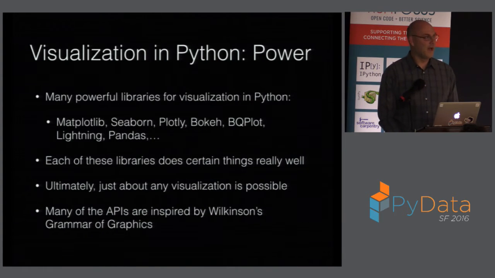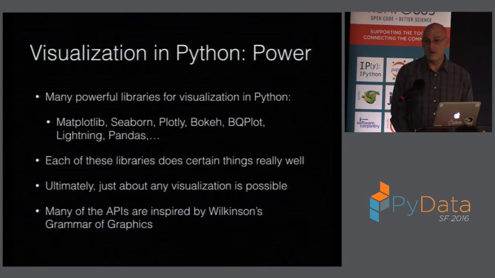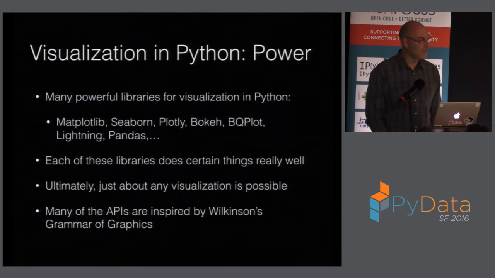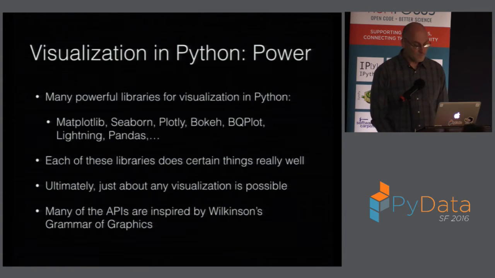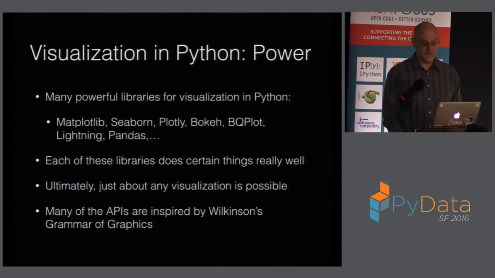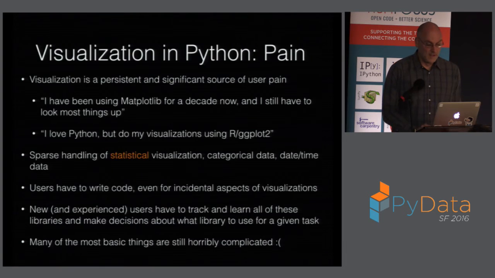Why, what's behind the current situation? So there are many powerful libraries for visualization in Python: matplotlib, the ones I've mentioned here. Each of these libraries does certain things very well. And ultimately, just about any visualization is possible in Python. There are even some bright points in the API design of these libraries and the abstractions. A lot of them are inspired by or modeled on Wilkinson's grammar of graphics.